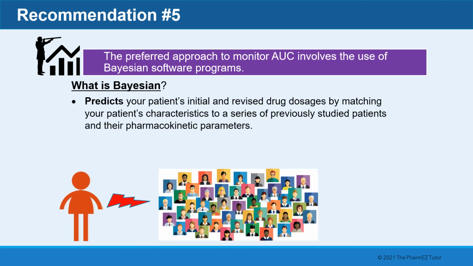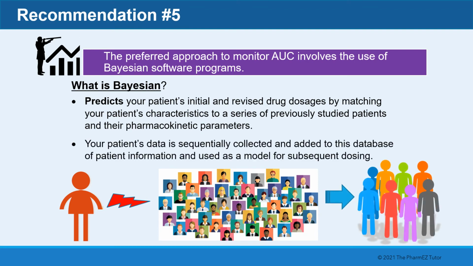Bayesian software programs predict your patient's initial and revised drug dosages by matching your patient's characteristics to a series of previously studied patients and their pharmacokinetic parameters. Your patient's data is sequentially collected and added to this database of patient information and used as a model for subsequent dosing.